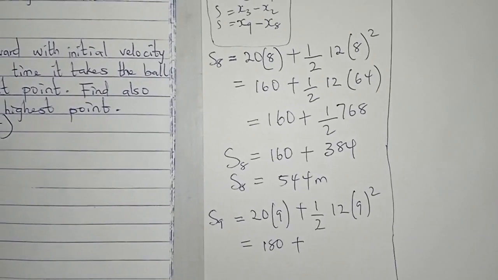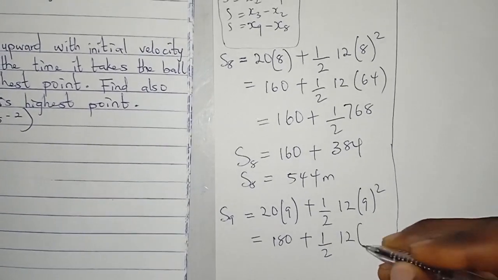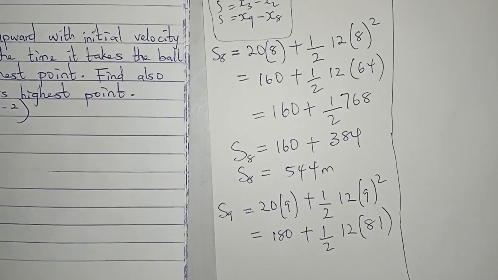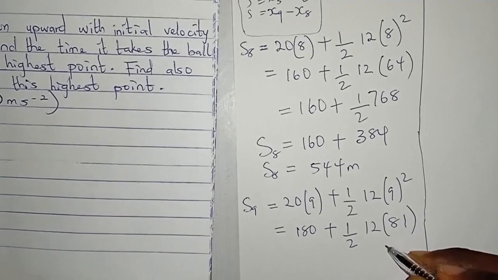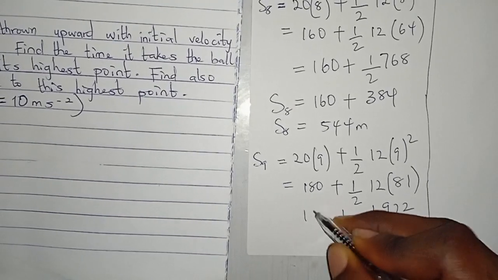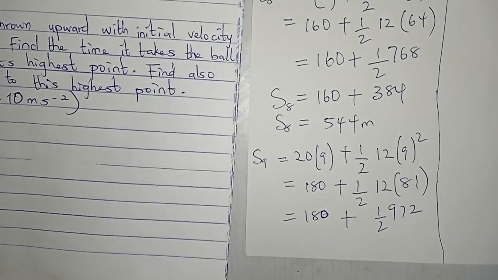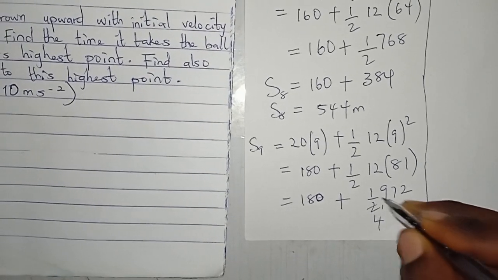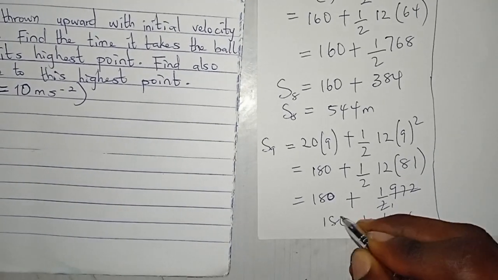So 20 times 9, 180. Then plus half. Then 12 into 81. So 12 times 81 is 972. Then half plus 180. So 972 divided by 2, that is 486 plus 180.